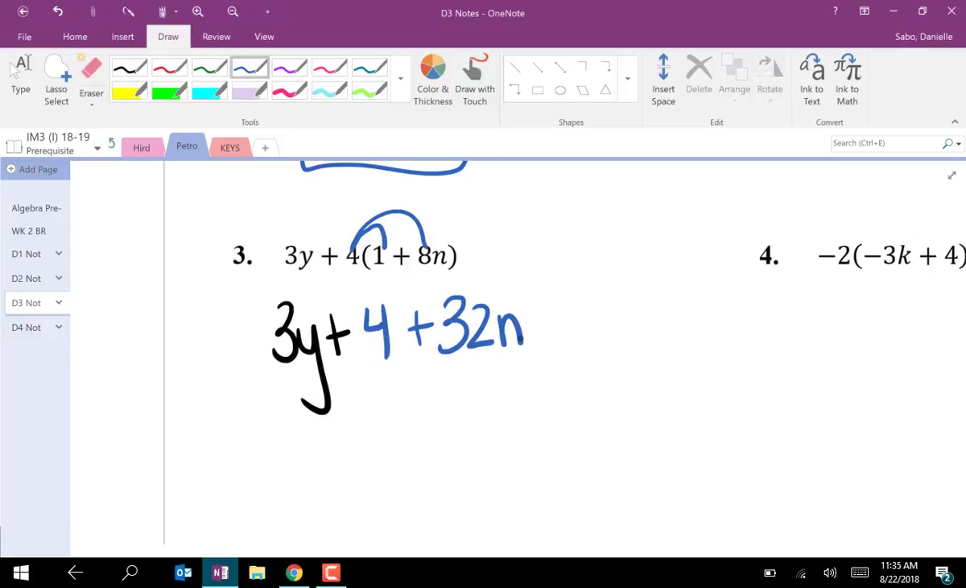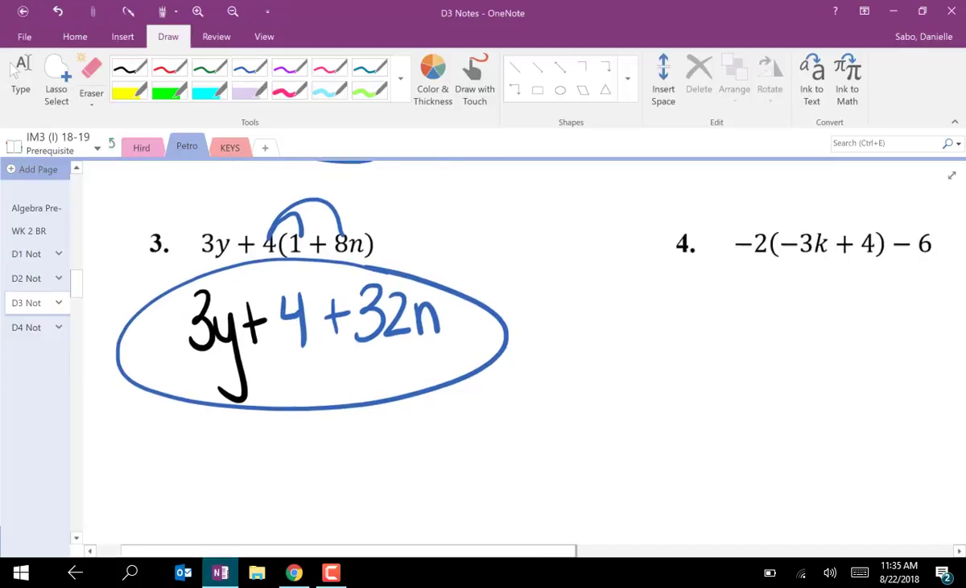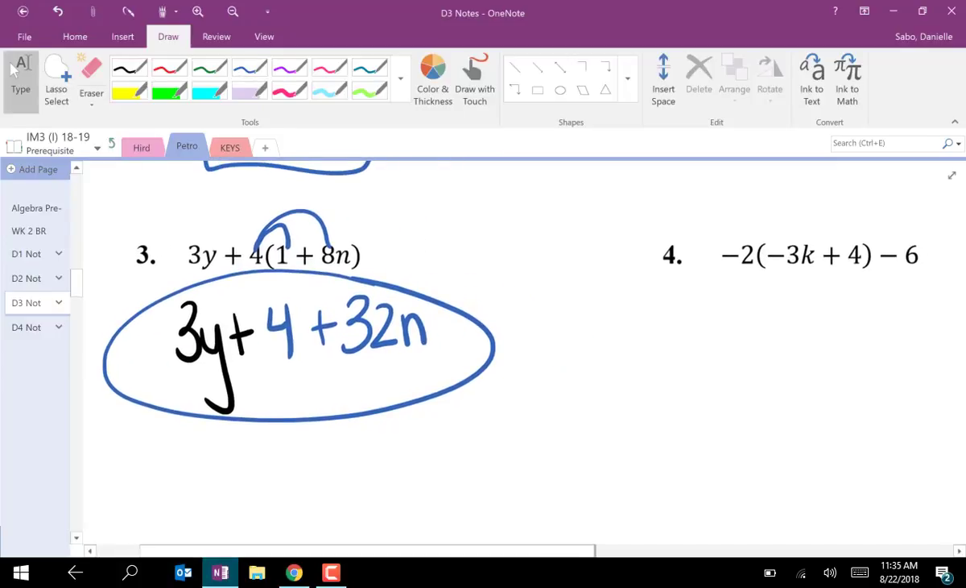Okay? Now if you notice here, there is nothing common. So I'm done. Okay, so if you're just trying to figure out the simplest way, that's it. Because the 3y and the 32n, they're not the same. So I can't combine them, so I have to stop there. Okay, it's probably an error on my part. It's probably supposed to be a y, but it's actually good that you see that.